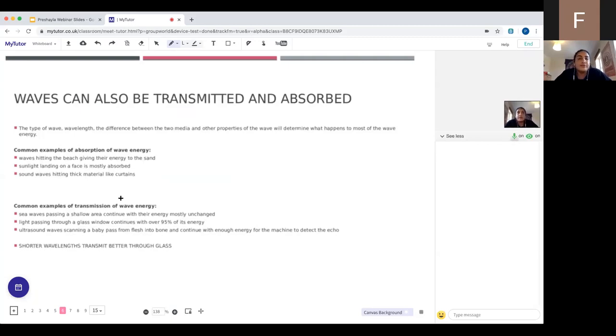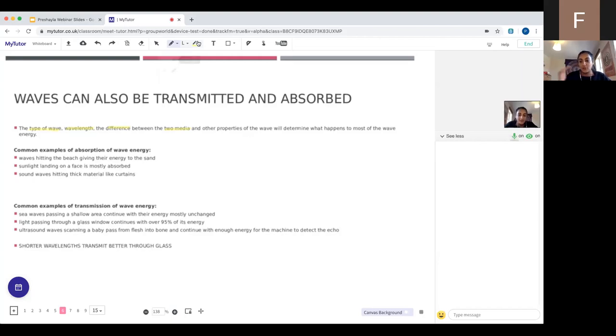things that affect whether a wave will be transmitted or absorbed is the type of wave that we're dealing with, the wavelength, the difference between the two media, so whether it's a large difference or a small difference, so whether it's water and glass or water and air, and other properties of the wave determine what happens to the wave's energy.